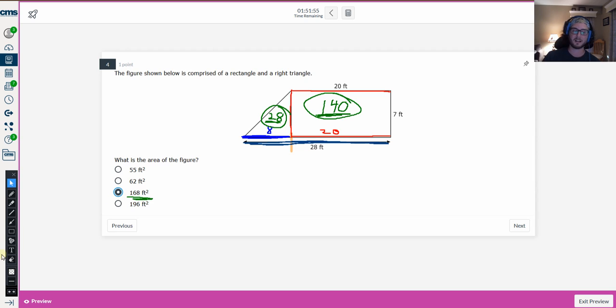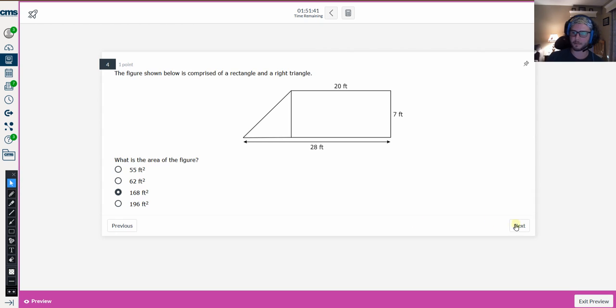168. If you did this the first time and you got 196, that could mean that you did everything right but forgot to divide the area of the triangle by 2. So let's go ahead and move on from there.